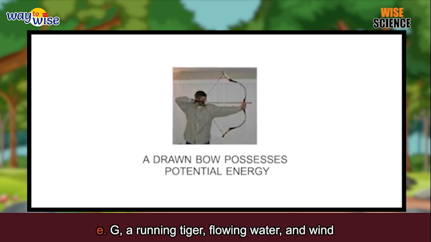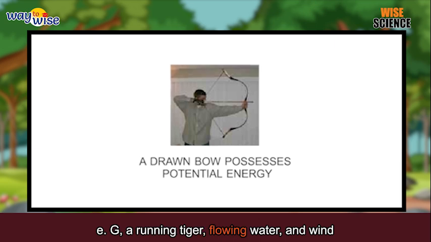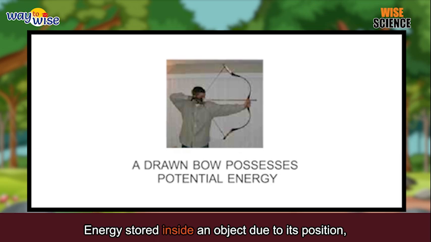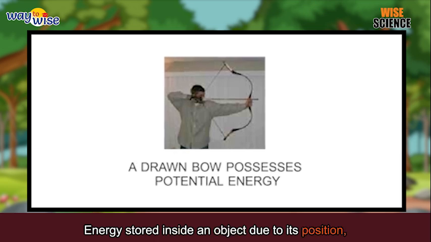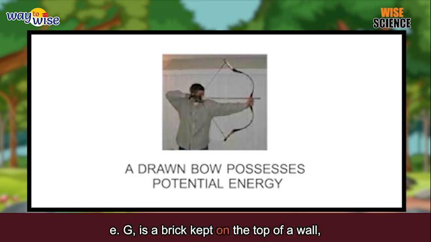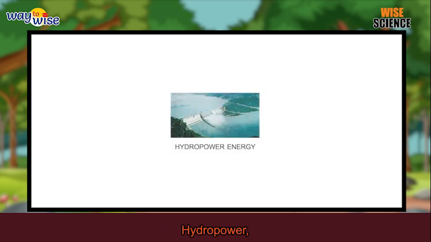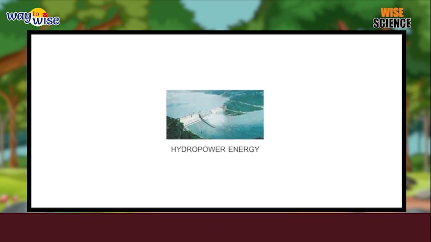Moving objects, e.g., a running tiger, flowing water, and wind, have kinetic energy. Energy stored inside an object due to its position, e.g., a brick kept on the top of a wall, is called potential energy. Hydropower, water energy.